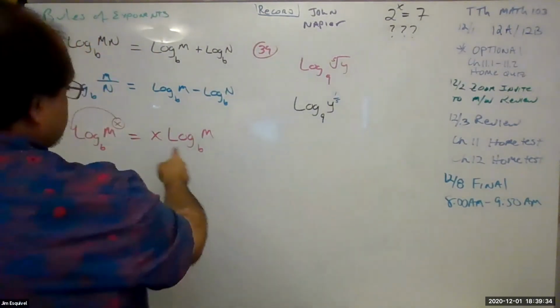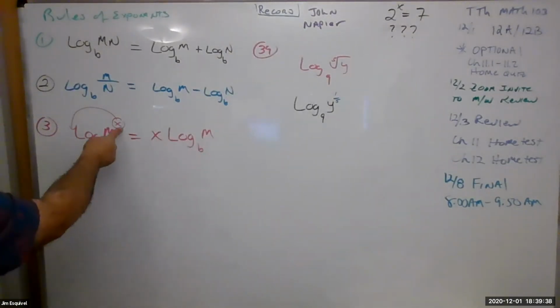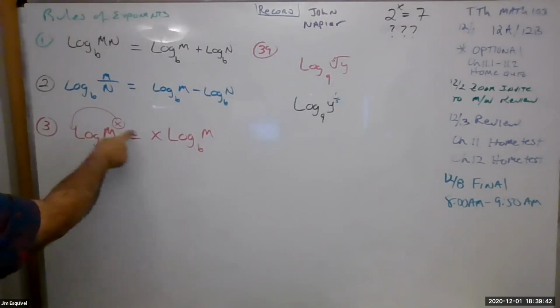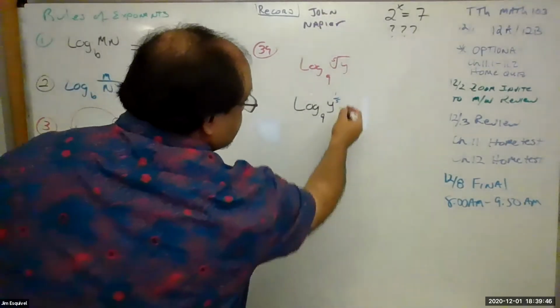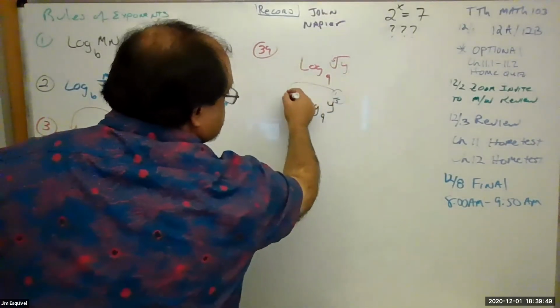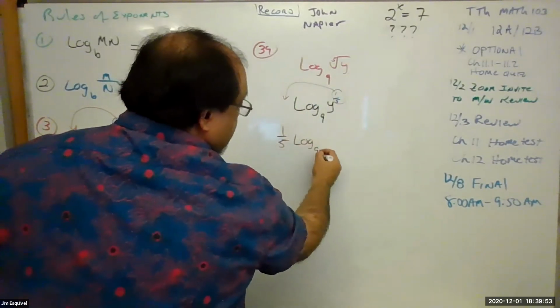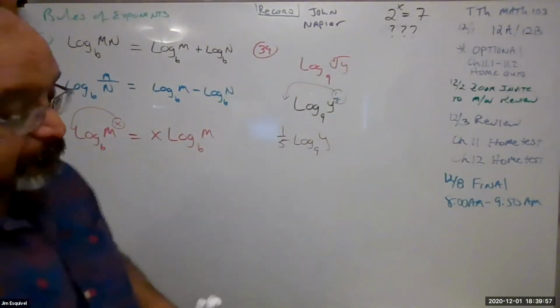Then they want you to use the exponent rule. Price is Right, come on down. So if you have an exponent here, it comes down in front. So come on down. This becomes 1/5 times log base 9 of y. That's all.